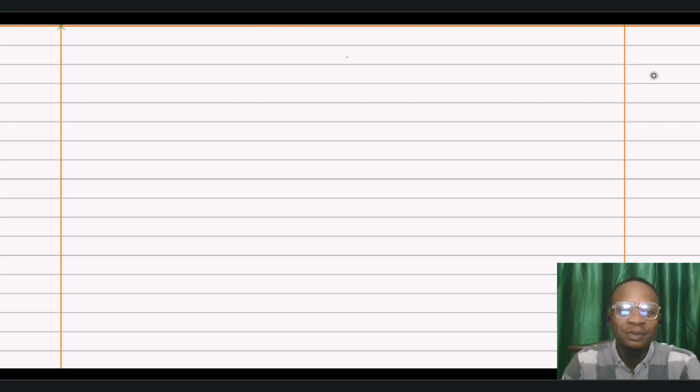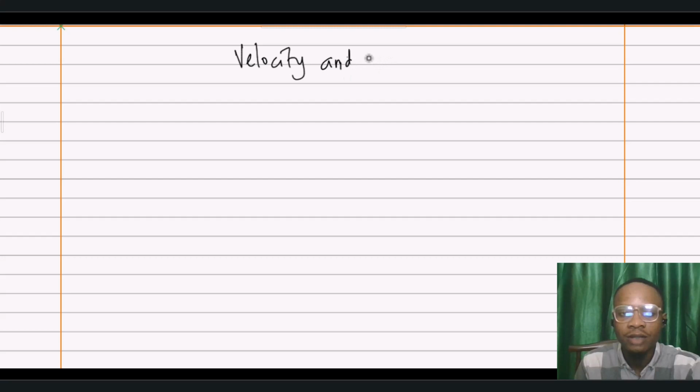Welcome back. So let us now consider the definitions of velocity and speed. Okay, velocity and speed. Still dealing with kinematics of particles and of course rectilinear motion. So the definitions here will be general and of course specifically applied to rectilinear motion.